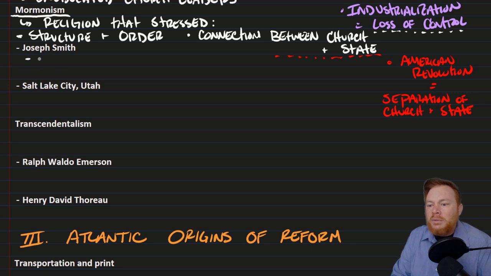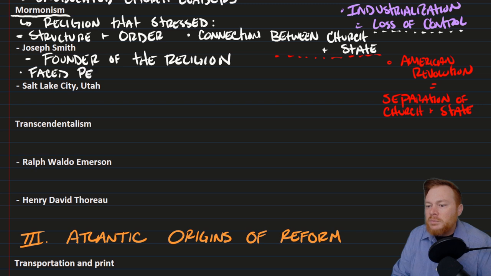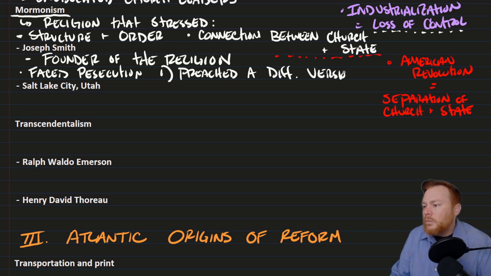The founder of the Mormon religion was Joseph Smith. He was the founder of the religion. And the Mormons faced oftentimes persecution. One reason could be because they preached a different version of Christianity. So other Christians did not take that very well.